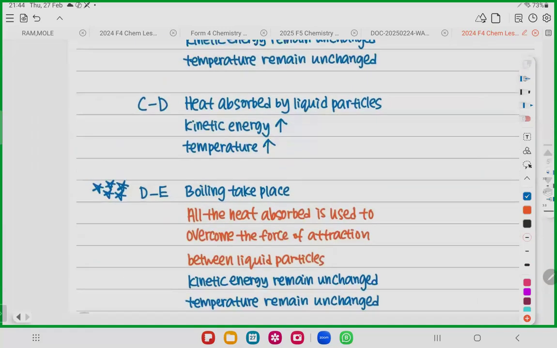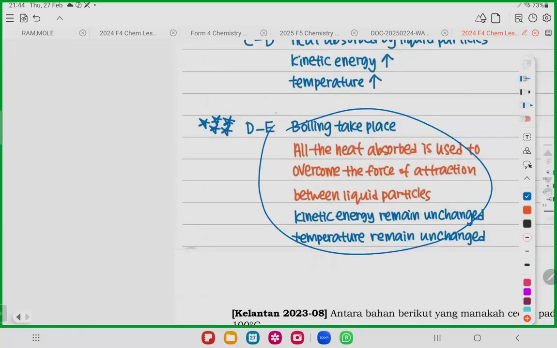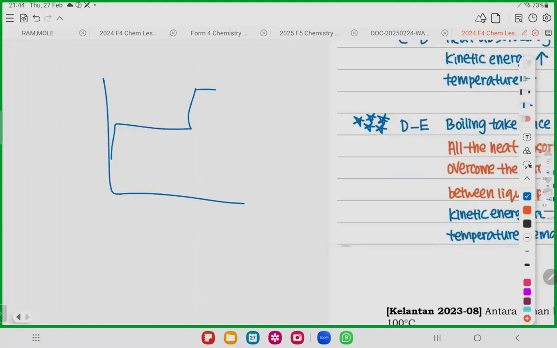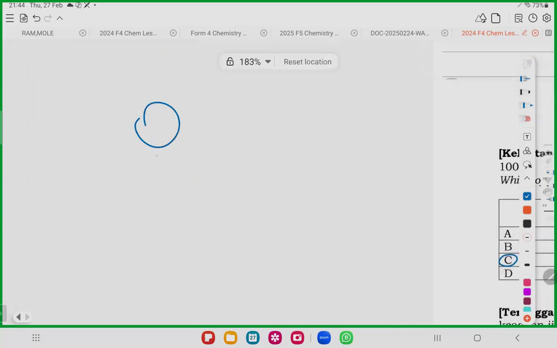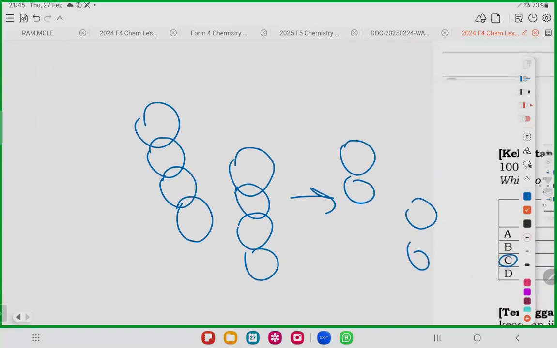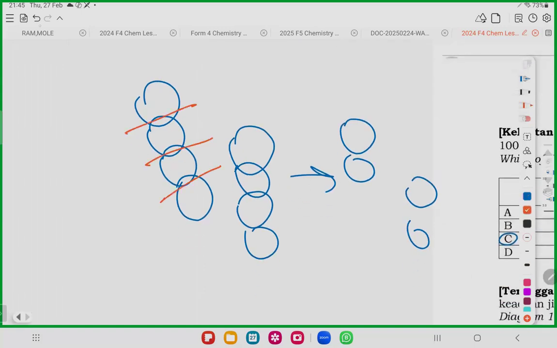Same thing, boiling is also the same thing. You see, when you do boiling, how come the temperature becomes constant? Why does the boiling temperature not change? Boiling wants to change your liquid to gas. So to change liquid to gas, you need to cut them apart, right? How to cut? The heat. All the heat is used to cut.